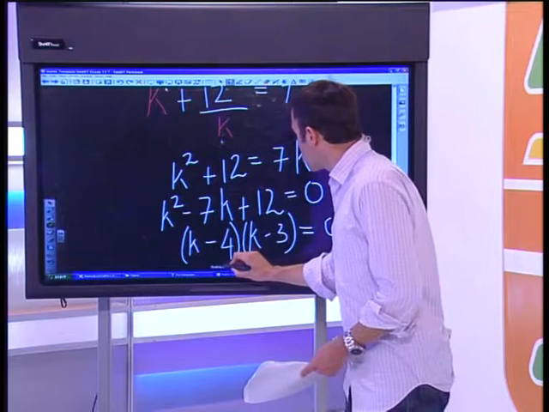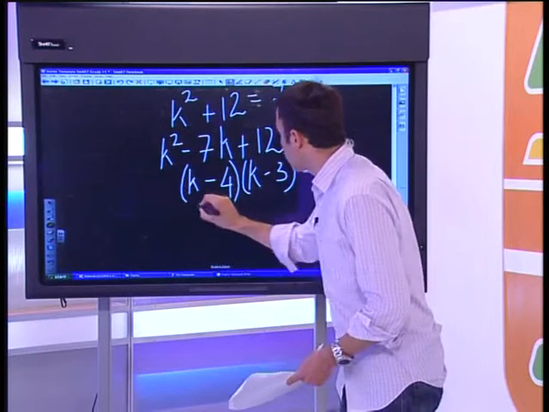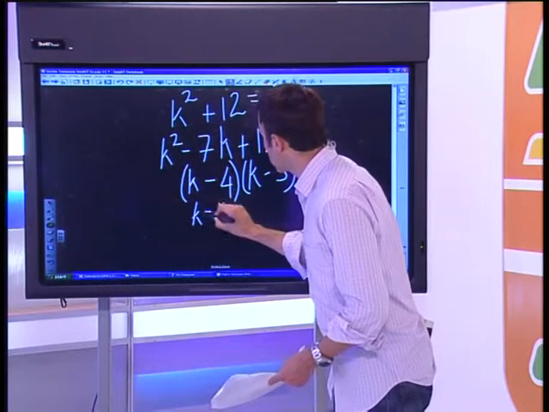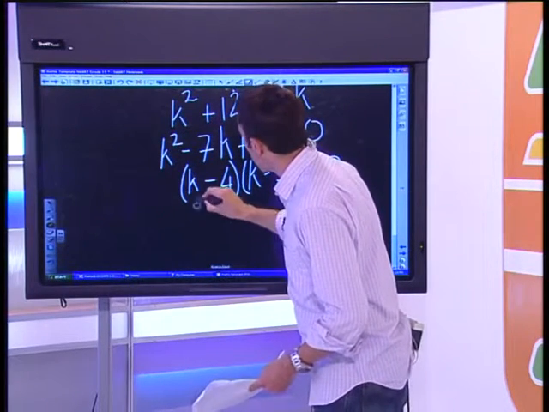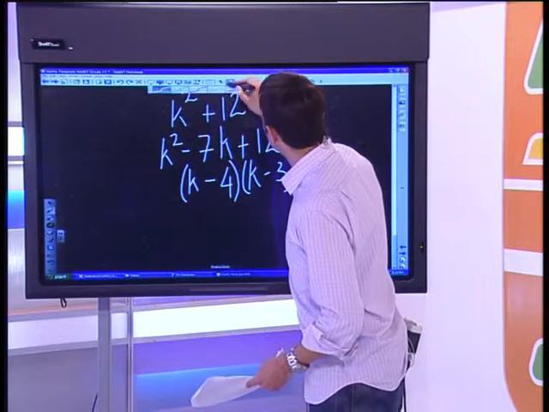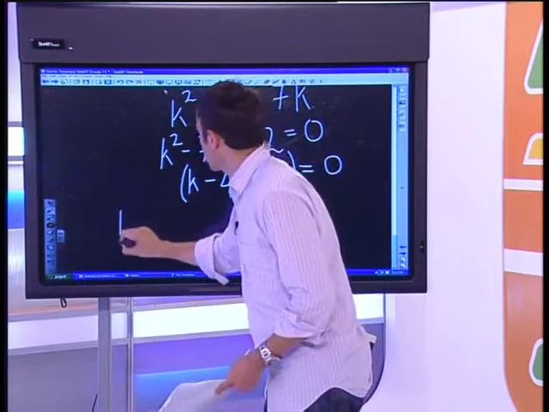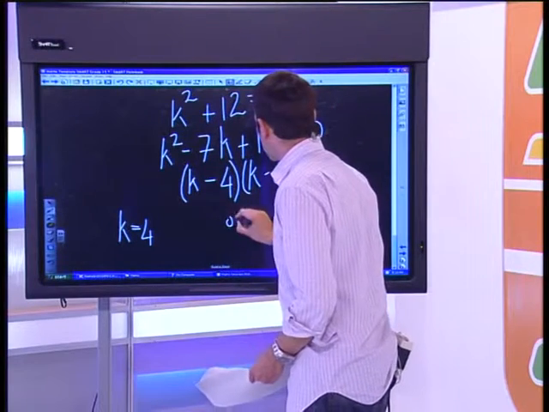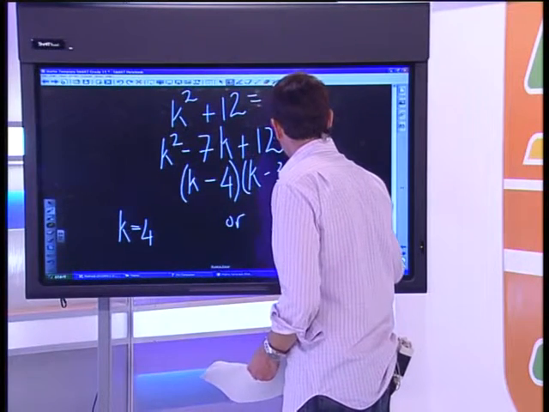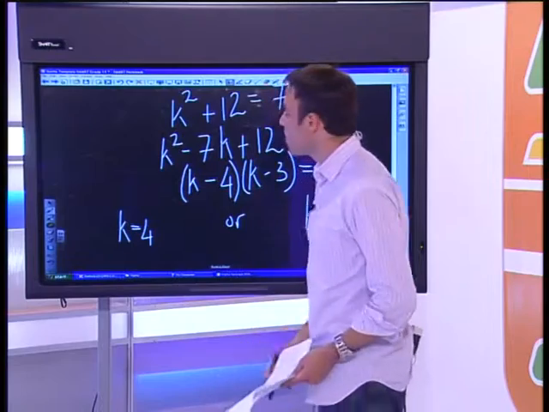And I've got now a solution for k. I've got k is equal to 4. Let's space this out a bit better on the board. You'll see why in a minute. I've got k is equal to 4, and I've got k is equal to 3. Okay, you should all be with me up until that point.